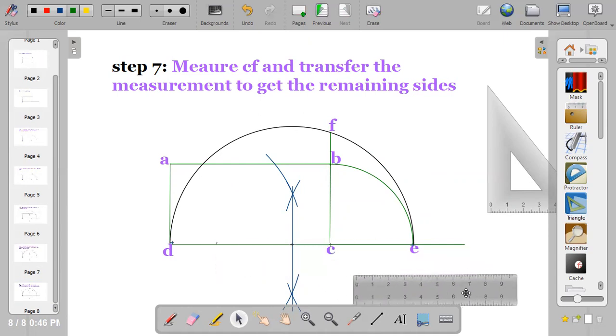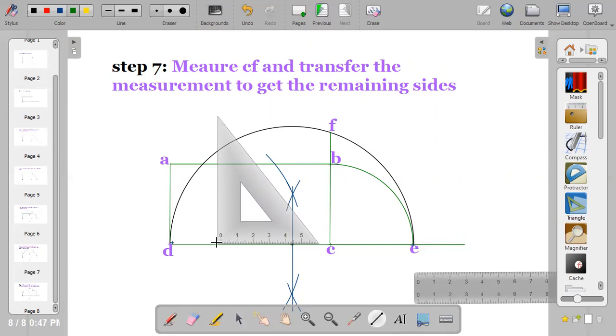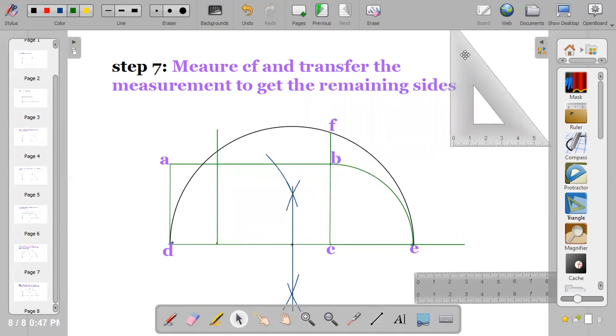So the next thing is just to complete the square. How do we complete the square? You can use your set square to extend the line in order to get a perfect 90-degree. So you extend the line, then you can measure at the same time. I will extend my line and bring out my ruler to take the measurements to be sure I have the same measurements.